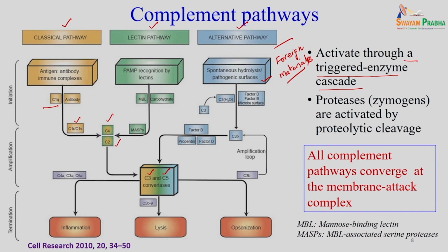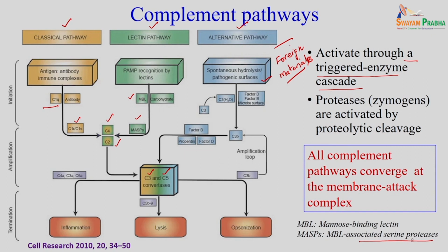Now, in the case of the lectin pathway, there is mannose binding lectin, MBL. It interacts with the carbohydrate motifs of the particular pathogens, then it activates the MBL associated serine proteases, and these proteases again cleave C4 and C2, leading to the formation of finally C3 and C5 convertases.